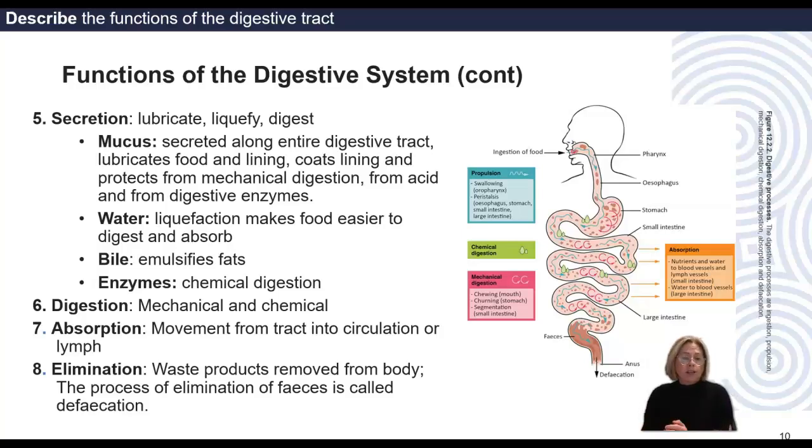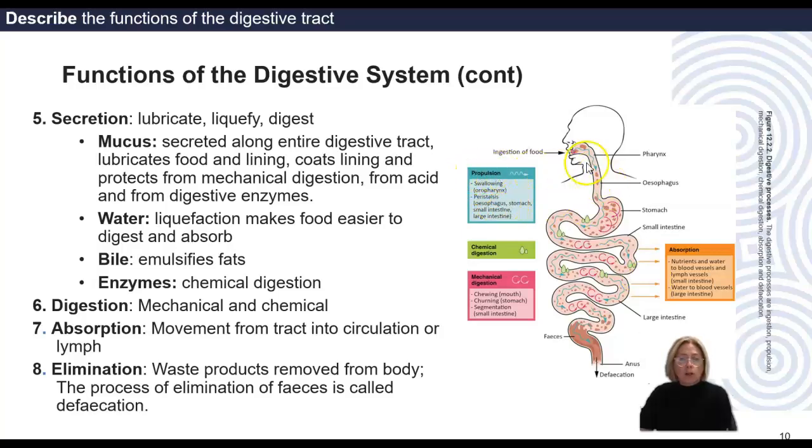Function 6 then is digestion. We have mechanical digestion, we'll talk about where that occurs in a minute, and chemical digestion. 7 is absorption, so movement from the digestive tract straight into the blood circulation or into the lymphatic system. And finally, elimination. So waste products are removed from the body, and the process of elimination of feces, of course, is called defecation. And so here you can see in all of these pretty little colored boxes where all of these things are occurring.